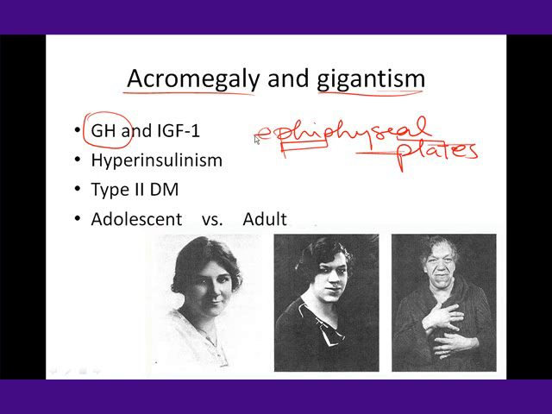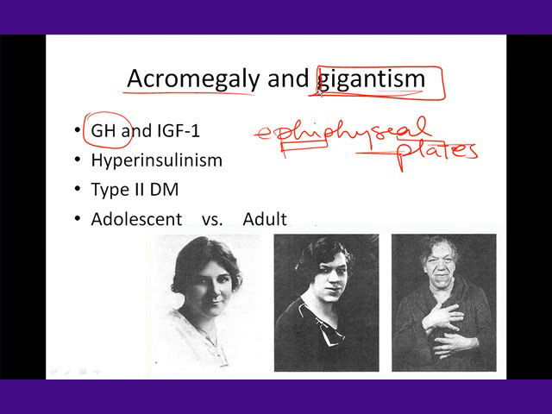If those epiphyseal plates have not yet fused, that means there's still an opportunity for lengthening of the bone. And if an individual develops a hypersecretion of growth hormone before their epiphyseal plates fuse, they'll get overstimulation of those epiphyseal plates, and they will grow taller and taller and taller. And as a result, you can develop a condition called gigantism.